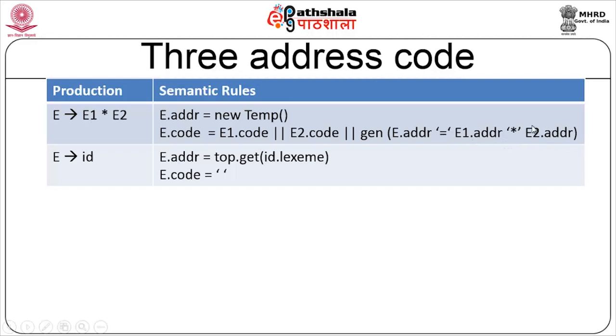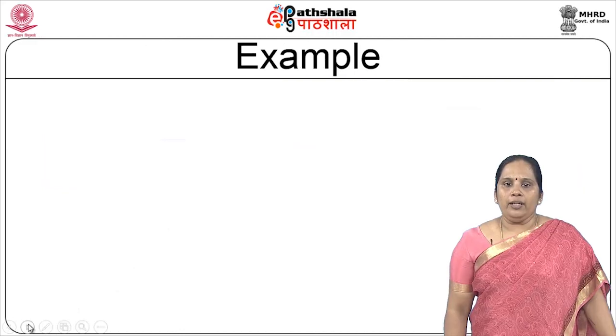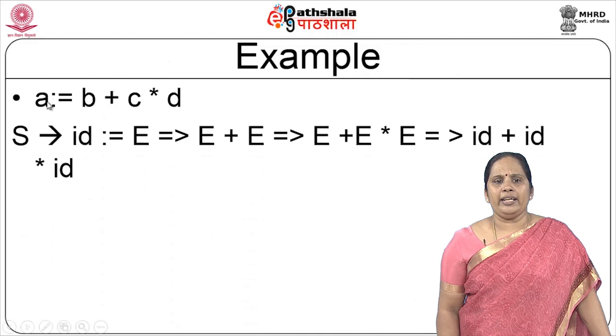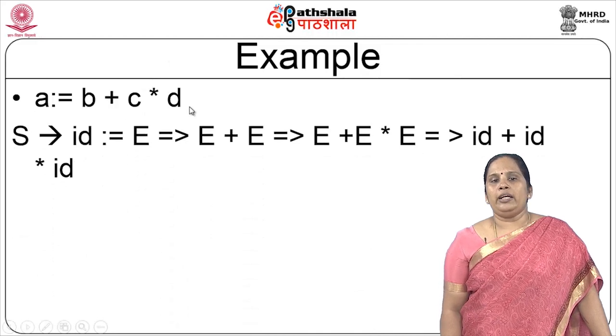So this equal to and star are literally used. Then this E produces ID just repeated so that there will be some continuity here in the piece of 3 address code information. Now with that example, we will take this example here. Consider A is equal to B plus C into D.